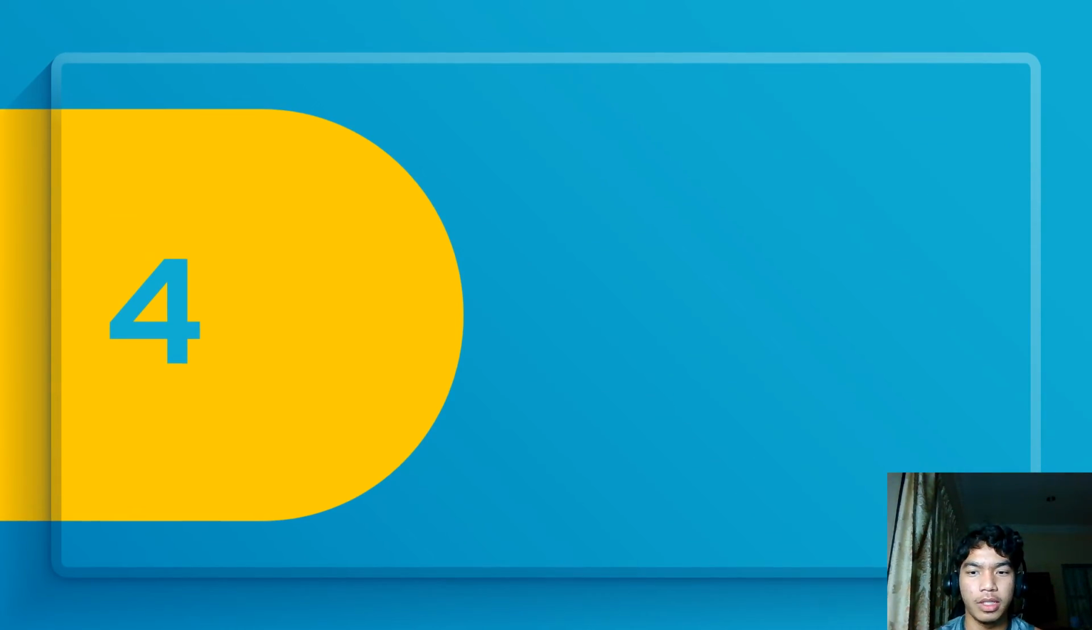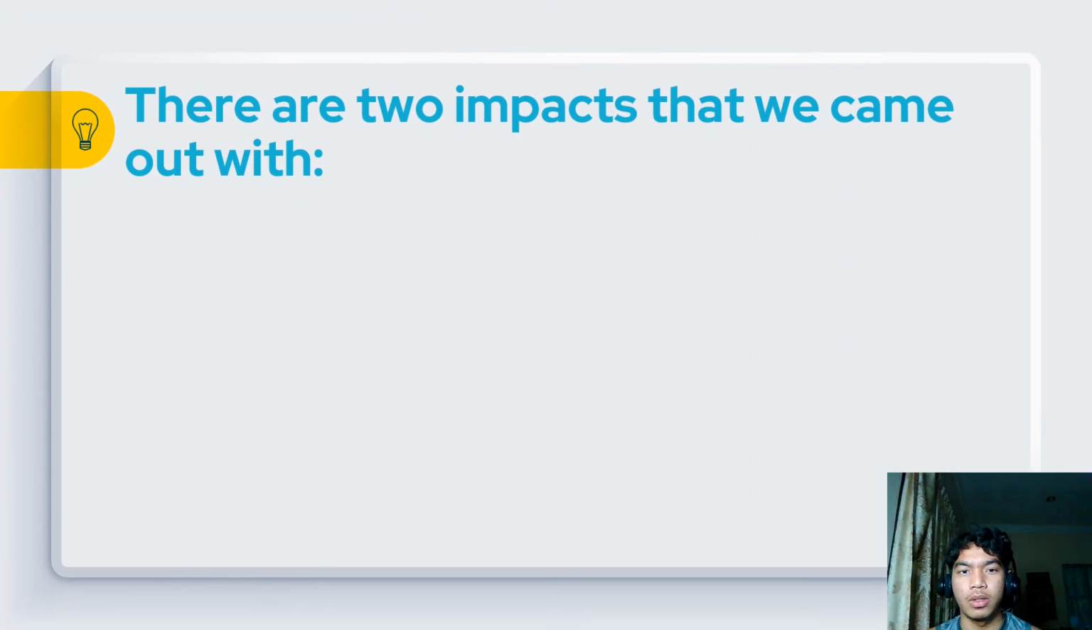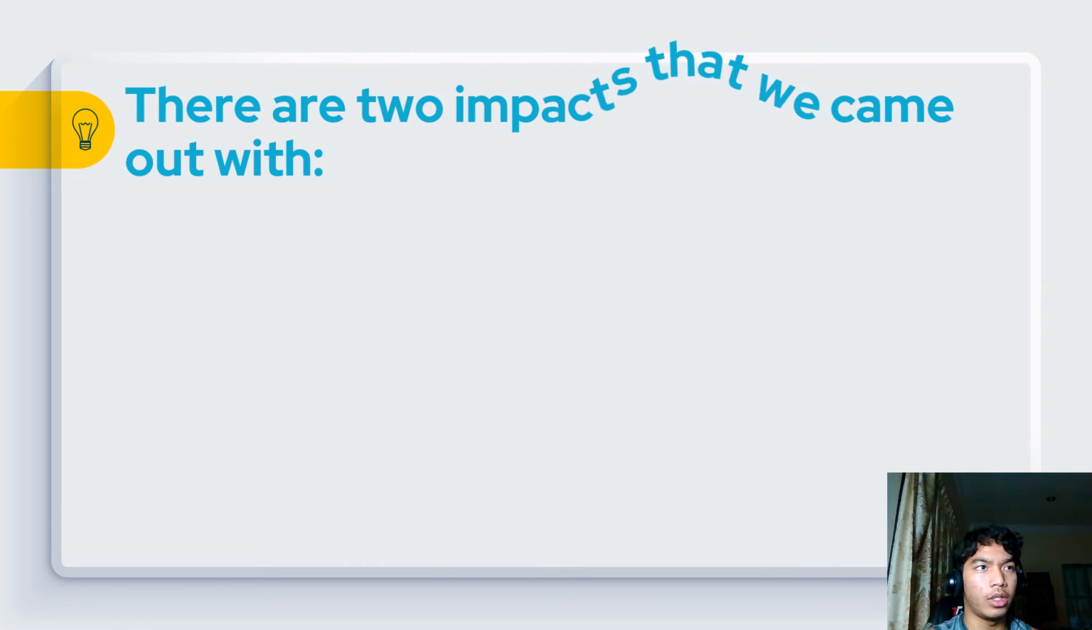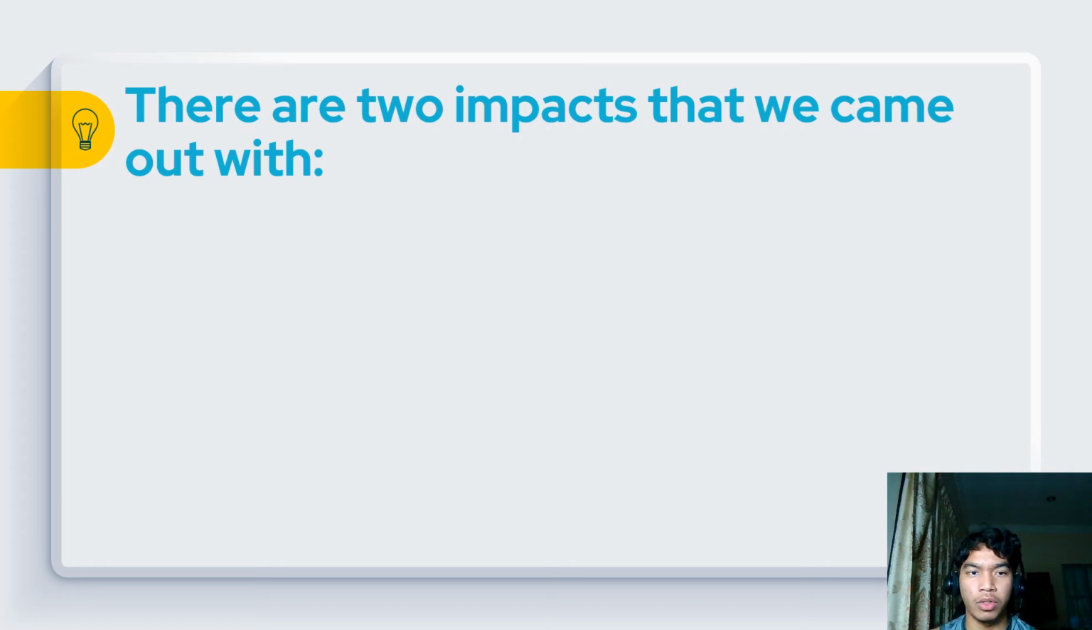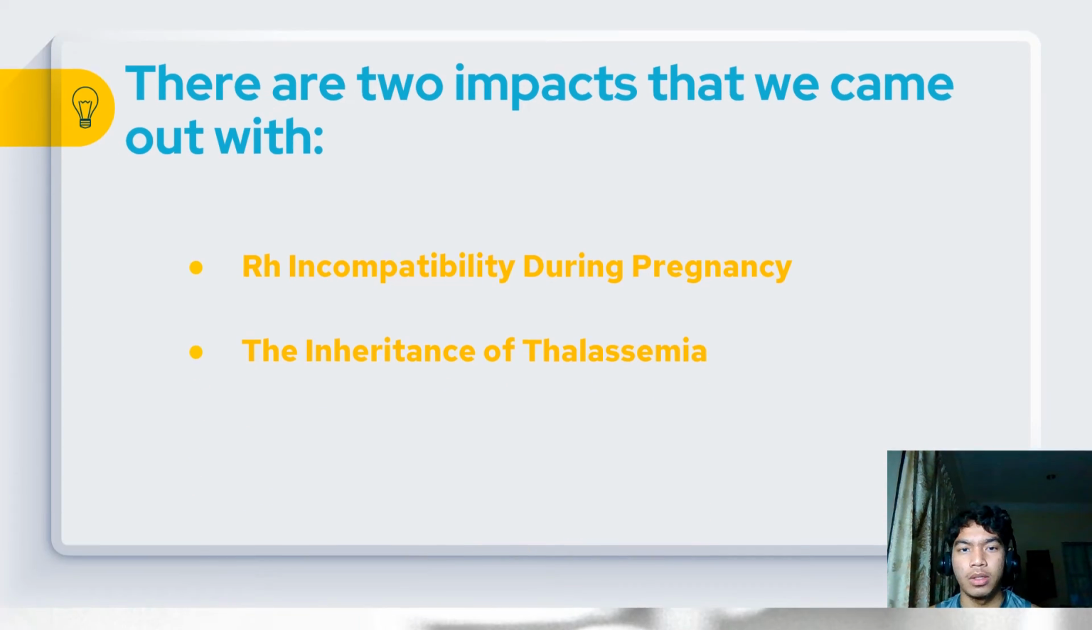Okay, going on to the next part, we'll be presenting about the impacts on human life. There are two impacts that we came out with during our research study: first of all is the RH incompatibility during pregnancy, and the next one is the inheritance of thalassemia.